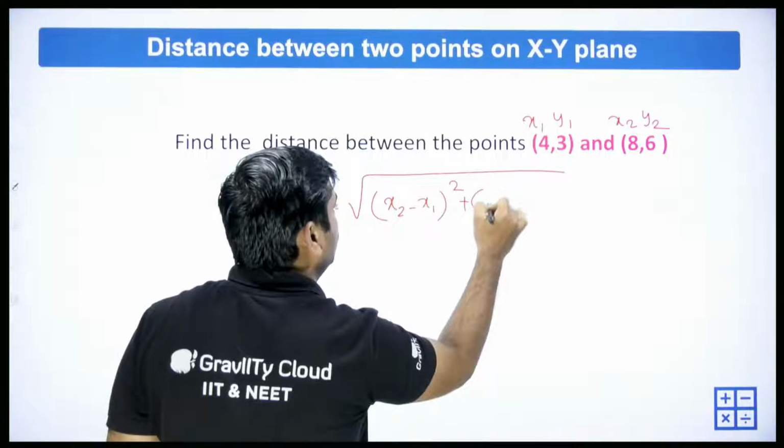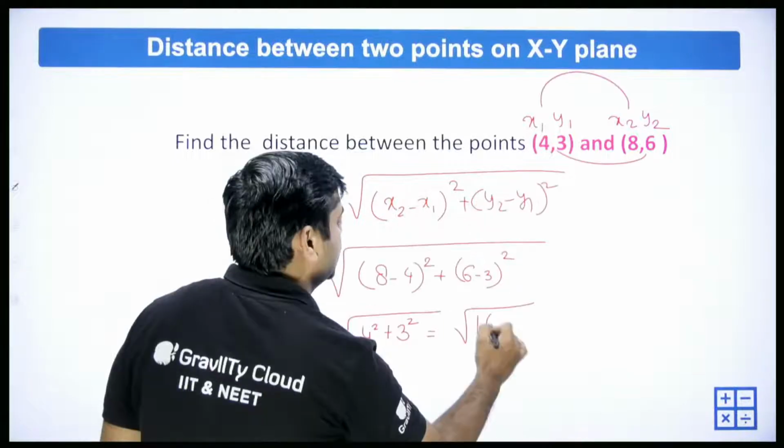So x2 minus x1, 8 minus 4, whole square, plus y2 minus y1, 6 minus 3, whole square. So what is 8 minus 4? 8 minus 4 is 4, so 4 square plus 6 minus 3 is 3, so 3 square. 4 square is 16 plus 3 square is 9, so 16 plus 9 is root 25, and root 25 is equal to 5 units. So the distance between these 2 points 4, 3 and 8, 6 is 5 units.